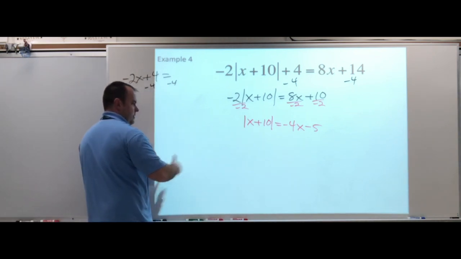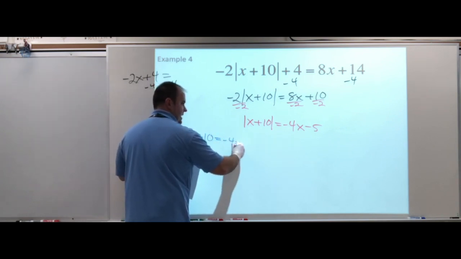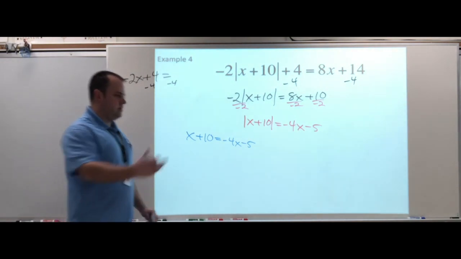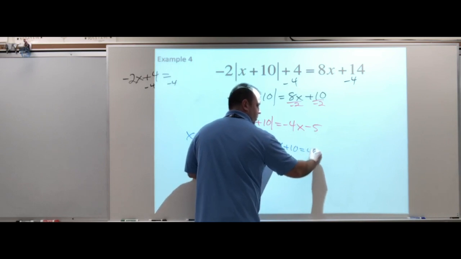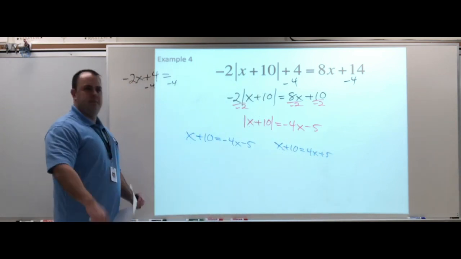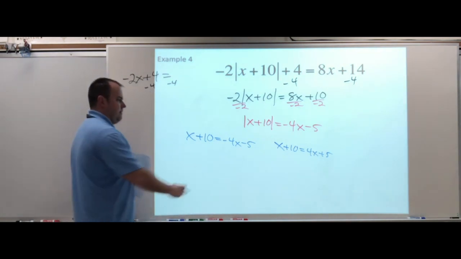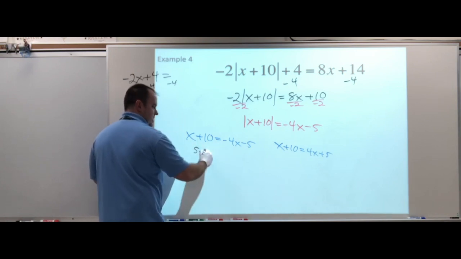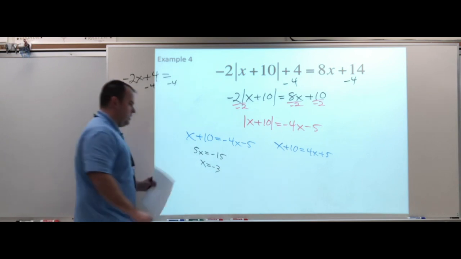We have x plus 10 equals -4x minus 5. They're the negatives, so that's going to be our negative direction. In our positive direction, x plus 10 equals 4x plus 5. And again, basic solving should be pretty quick by now. We should be able to get x by itself. Bring my 4x over, bring my 10 over, x equals -3.